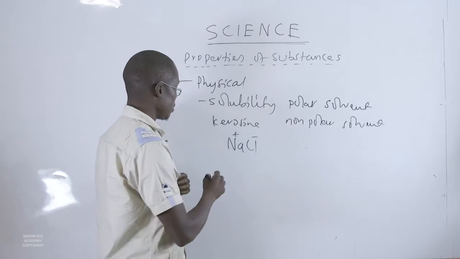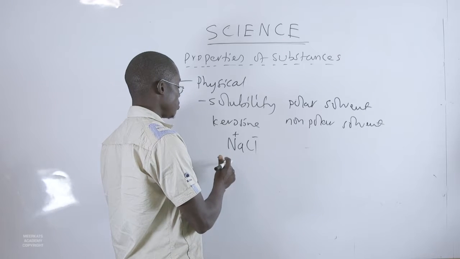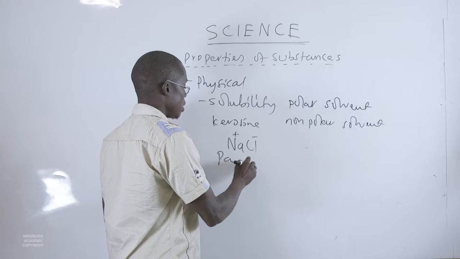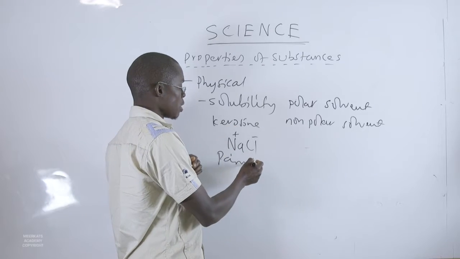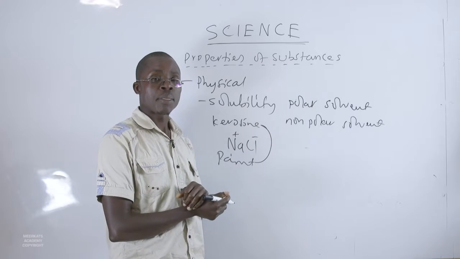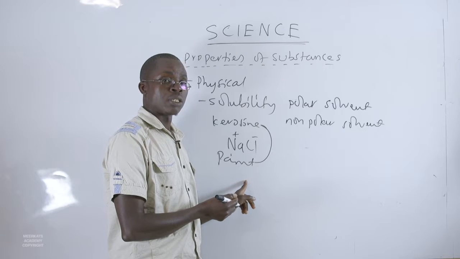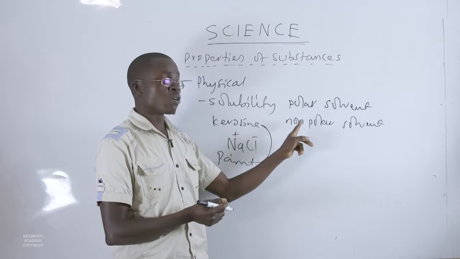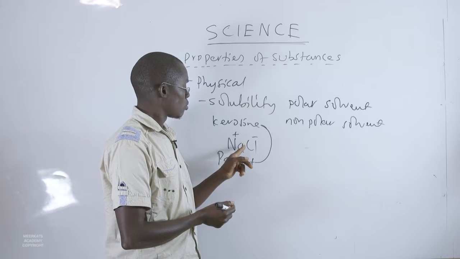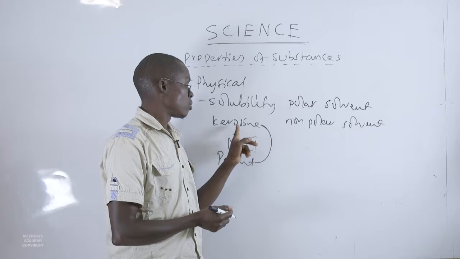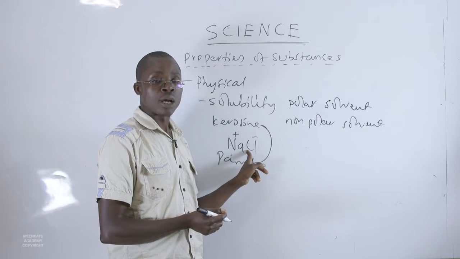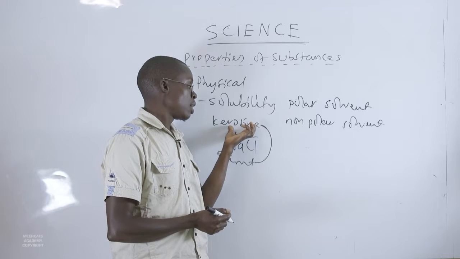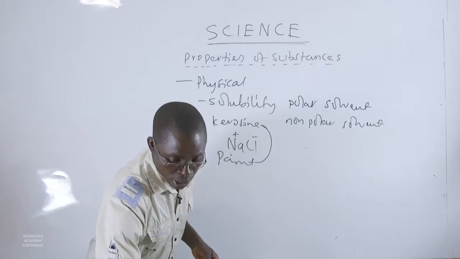Take the same, maybe paint. We can still use paint as a common liquid. Now, you will find that you can use kerosene to dilute paint, just to confirm to us that paint is non-polar, kerosene is also non-polar. But you cannot dissolve sodium chloride, that's common table salt, in paint, neither can you do it in kerosene. Why? This one is polar. So what does it show us? It shows us that non-polar will always dissolve in non-polar, and polar will always dissolve in polar solvents.